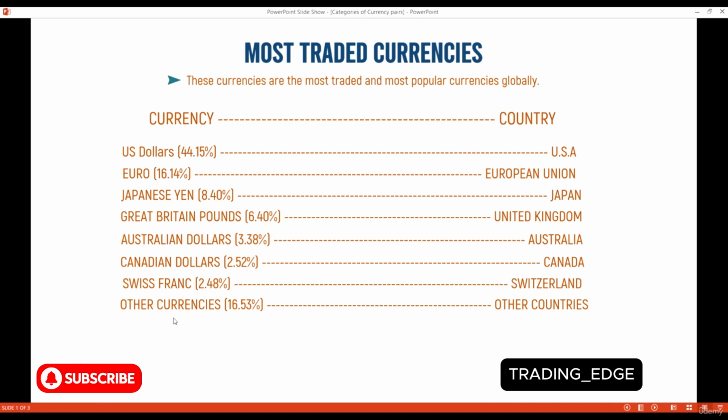Now, these other currencies comprise all the other currencies in the world. They just make up 16.53% of global trade.